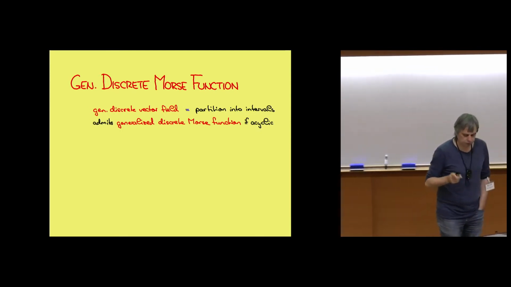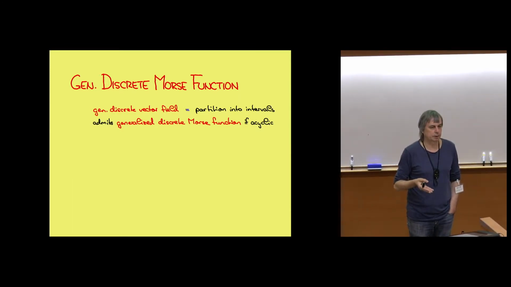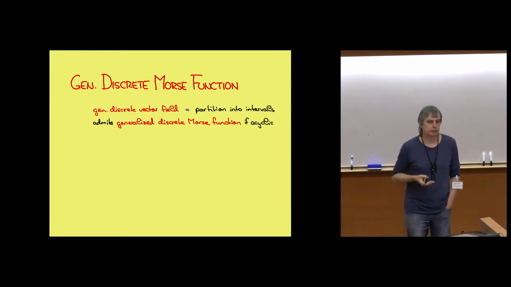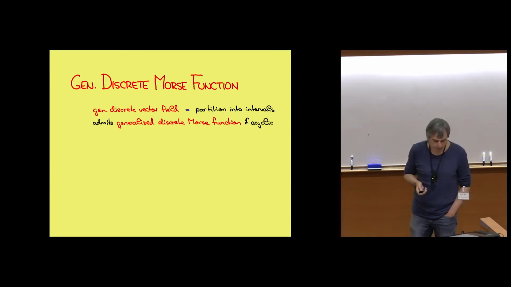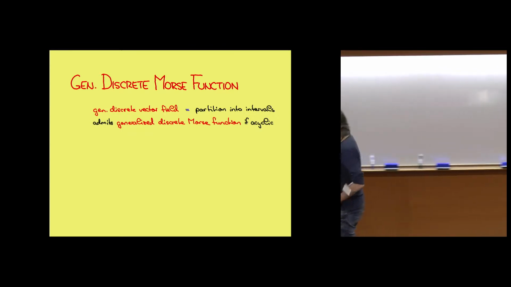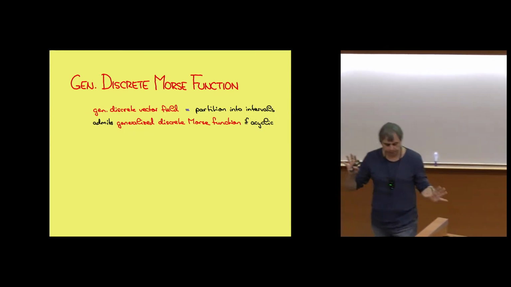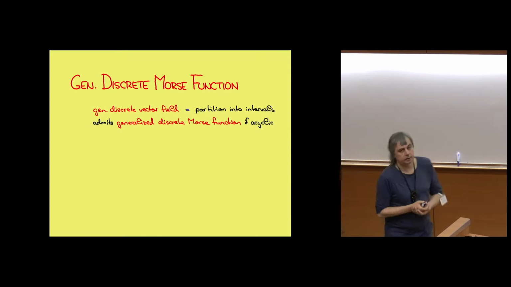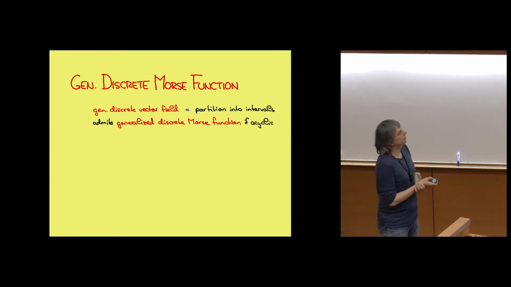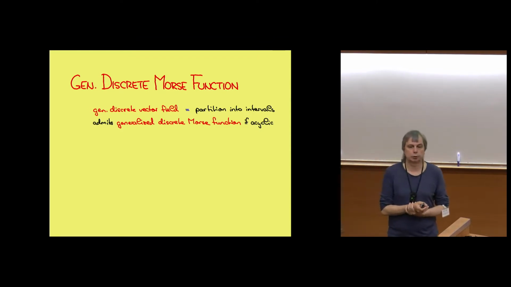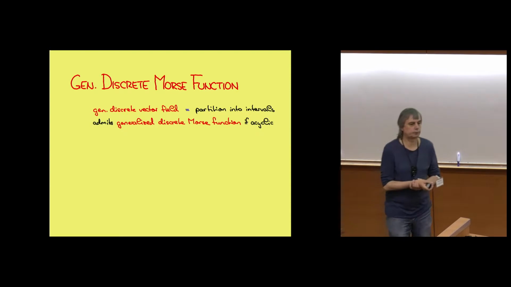And I would like to just define the generalization. I'm not going to give you the details of the transformation from the original theory to this theory. I'll just give you the definition that I use. Namely, I have a simplicial complex, and I define a generalized discrete vector field on it. And this is a partition into intervals. Partition in a mathematical sense, namely that every simplex belongs to exactly one interval, not 2 and not 0.